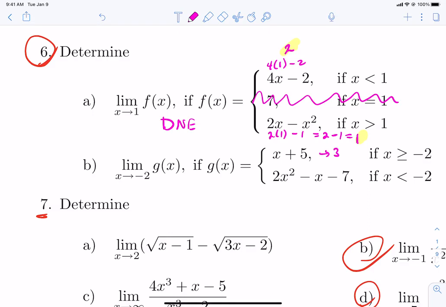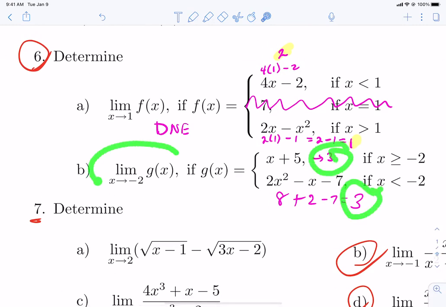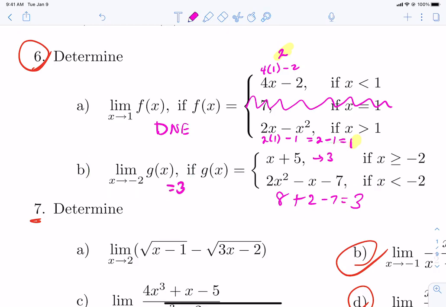Now, if we approach it from the left, that would be this point. If we plug in -2, we get 2 times -2 squared, which would be 2 times 4, 8, plus 2 minus 7, which is 10 minus 7, or also 3. So since we are approaching the same thing from both sides, the limit will be that value. So that is 6A and B.